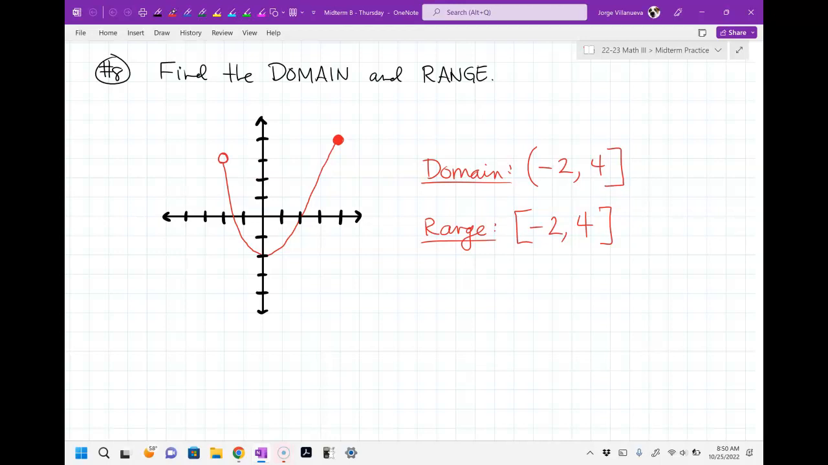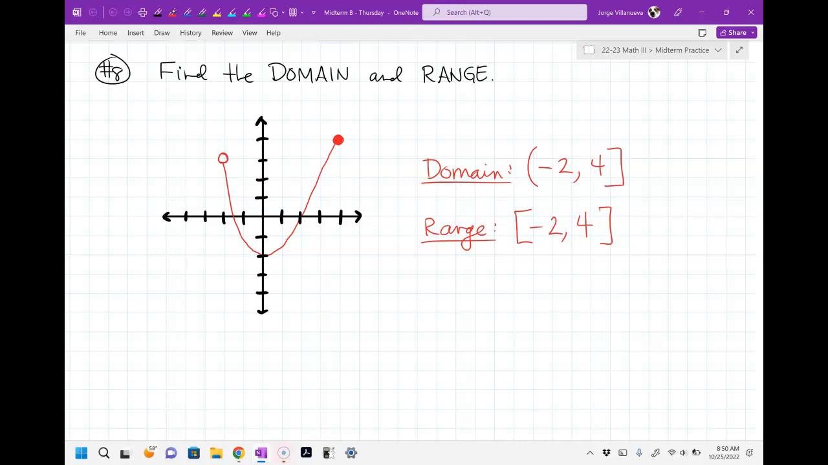So remember, your domain is how far left to how far right. Ignore the height. Who cares about the height? We're just going left to right, right? -2 to 4. And then your range is how low to how high. This is the highest point, so you're going to list the y value for this point. This is the lowest point, so you list the y value for that point.